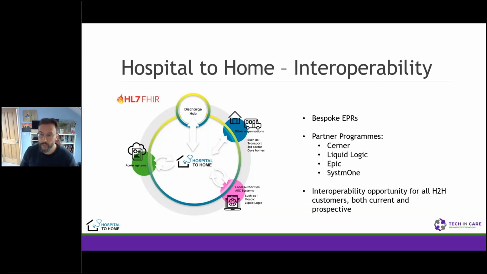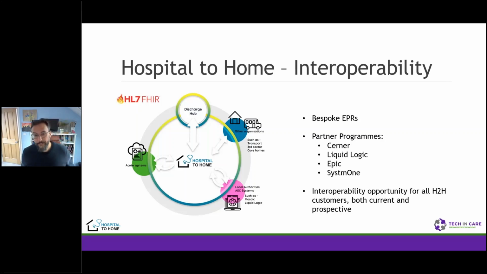And back in the other direction, such as the example I gave before, where the local authority notifies that the care package is in place, that can automatically trigger an API response into hospital to home. That can then trigger a further API response to go back into the EPR, so that the ward staff don't even need to access hospital to home.